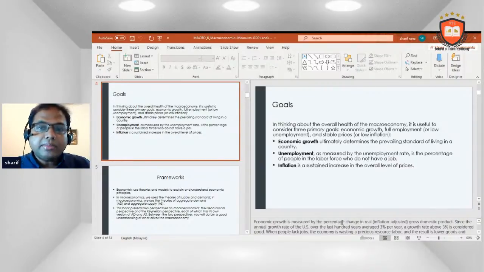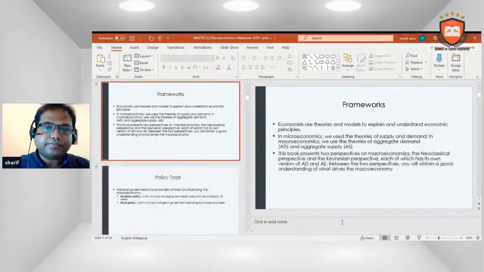Economic growth ultimately determines the standard of living in a country. Unemployment, as measured by the unemployment rate, is the percentage of the people in the labor force who do not have a job. Inflation is a sustained increase in the overall level of prices.